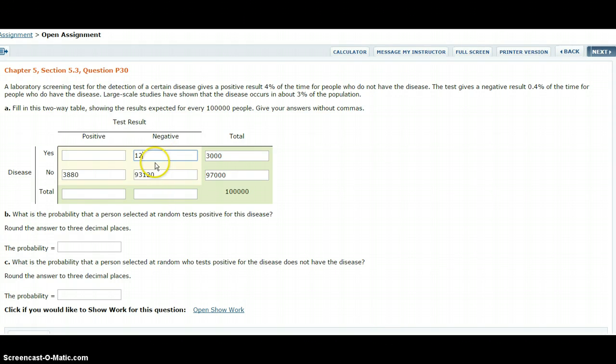And boy, this just opens up the doors in the crossword puzzle now, because look, I can take these two numbers, subtract 12 from 3,000 to get 2,988. And as soon as I get that, I can just total these two columns.